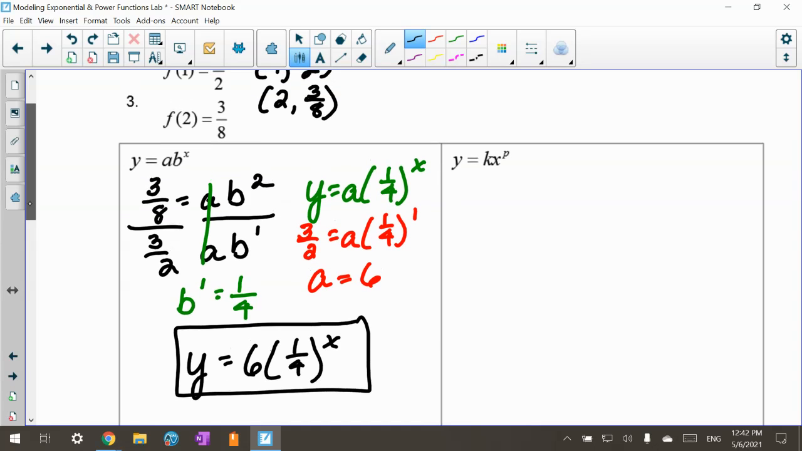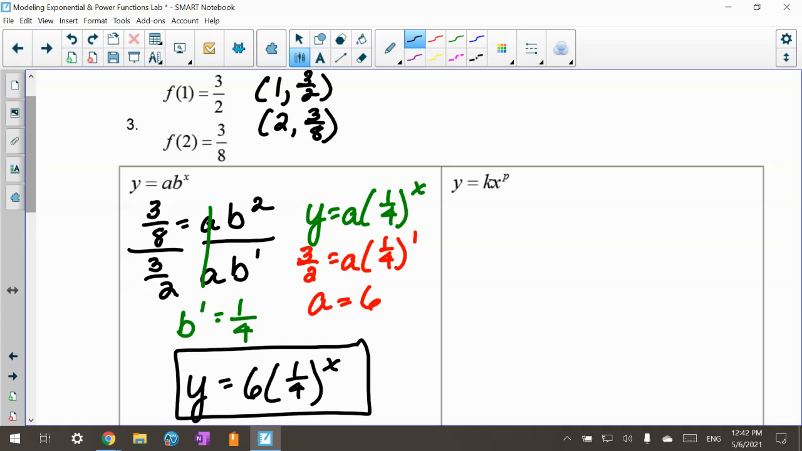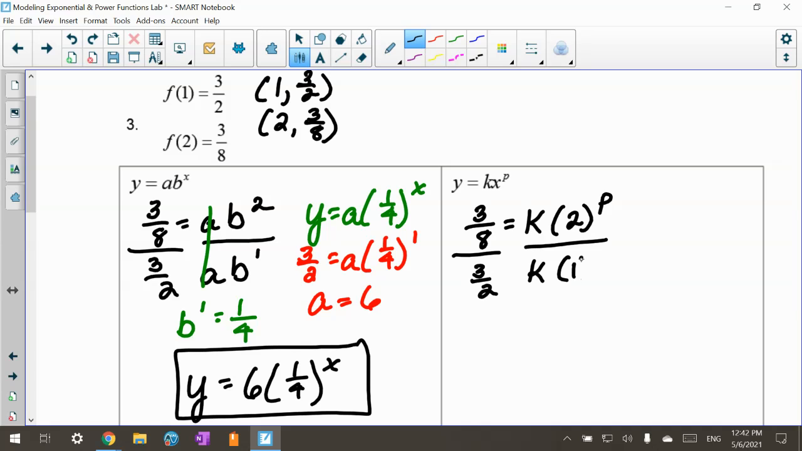Now I'm going to do the power function, okay? So I'm going to do y equals kx to the p. So I'm going to do the same thing. 3/8 equals k. The x is now down low, so that's going to be 2 raised to the p. Divide. I'm now going to get 3/2 equals k times 1 raised to the p. Again, the k's will cancel out. So again, when I divide 3/8 by 3/2, I get a nice 1/4 here, equals, and then 2 divided by 1 is 2 raised to the p.